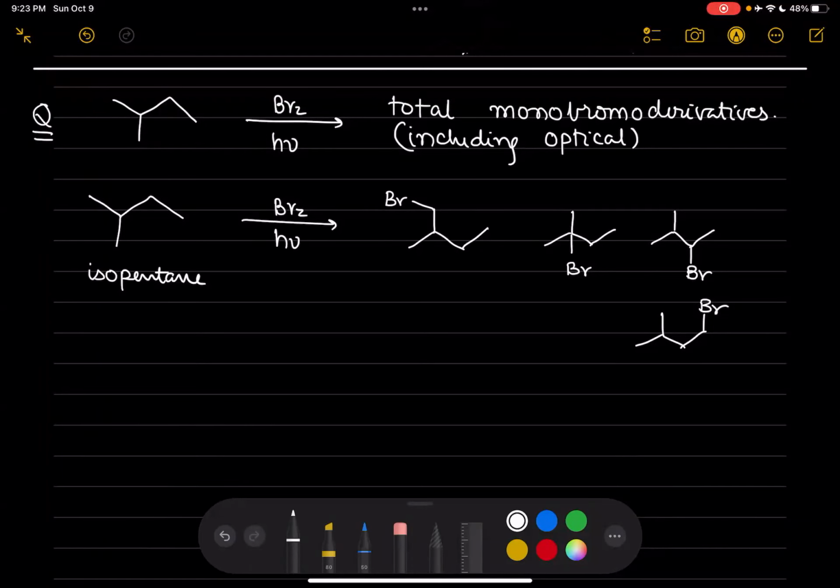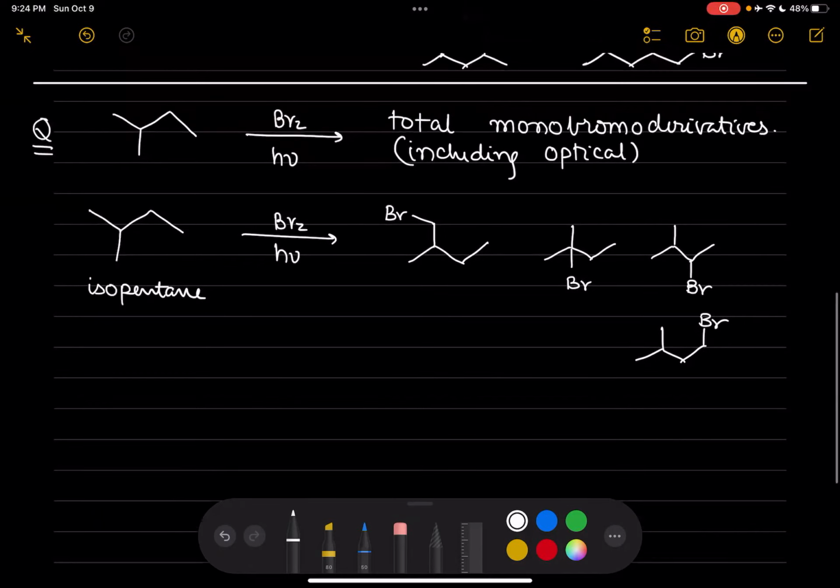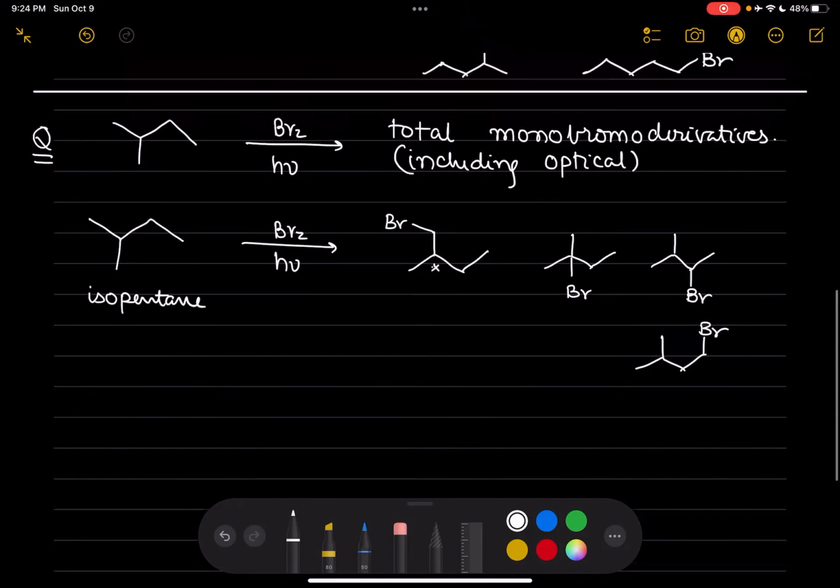Where is the chiral carbon? It's the point where the three lines are drawn, like the bond line. Okay, this is the chiral carbon. Right. So this is going to be 2. Two as in meaning? Two mirror image isomers. Okay. Let me show you.